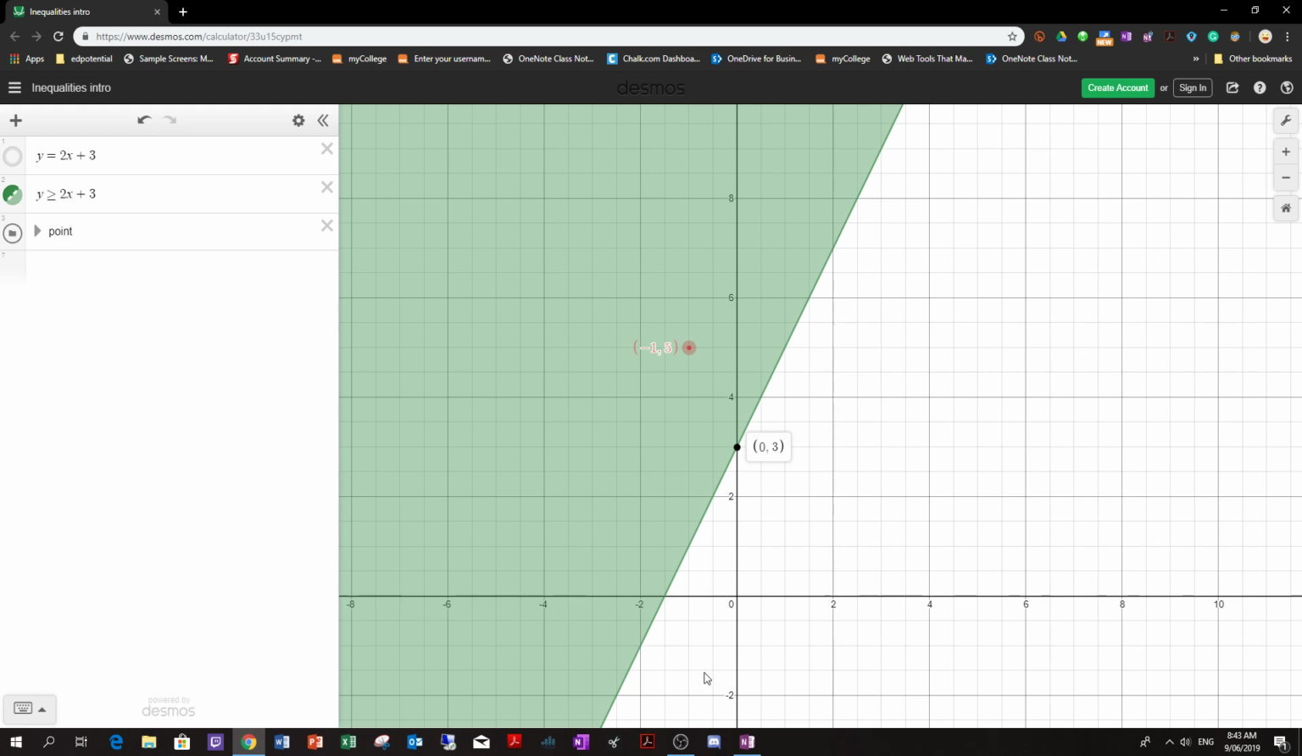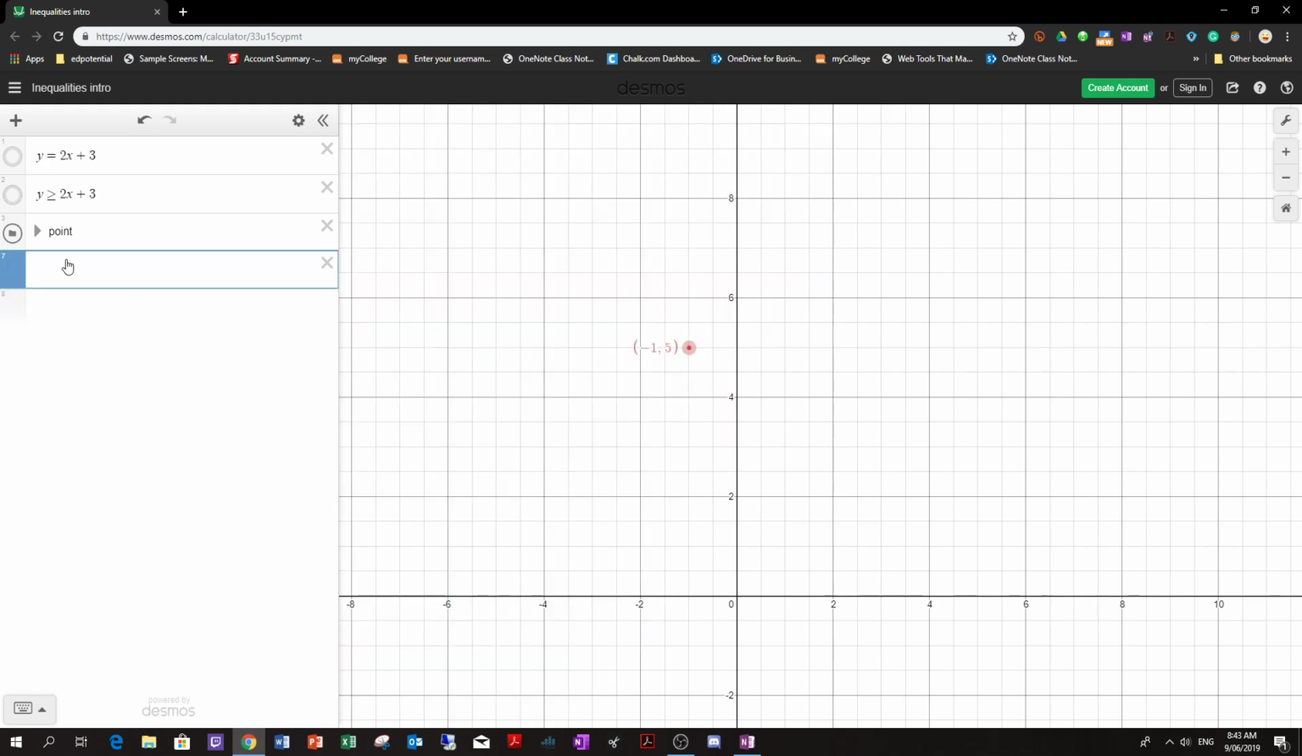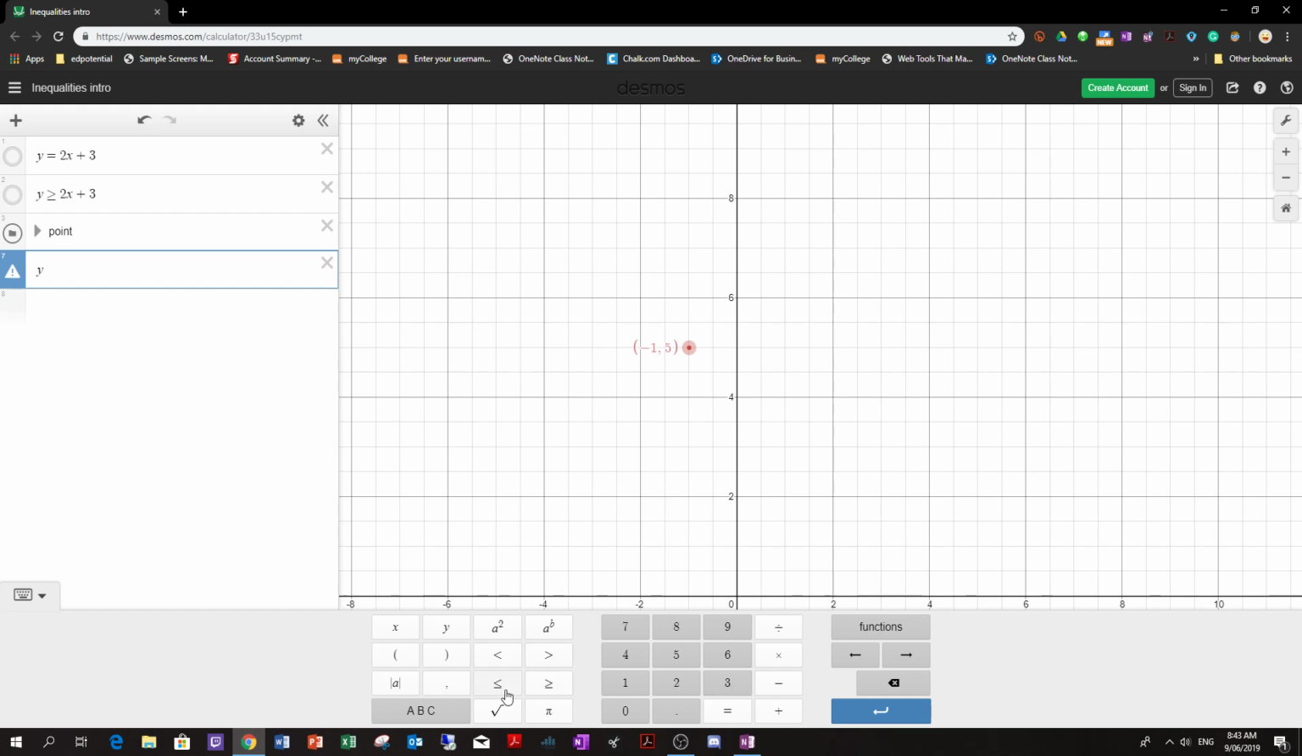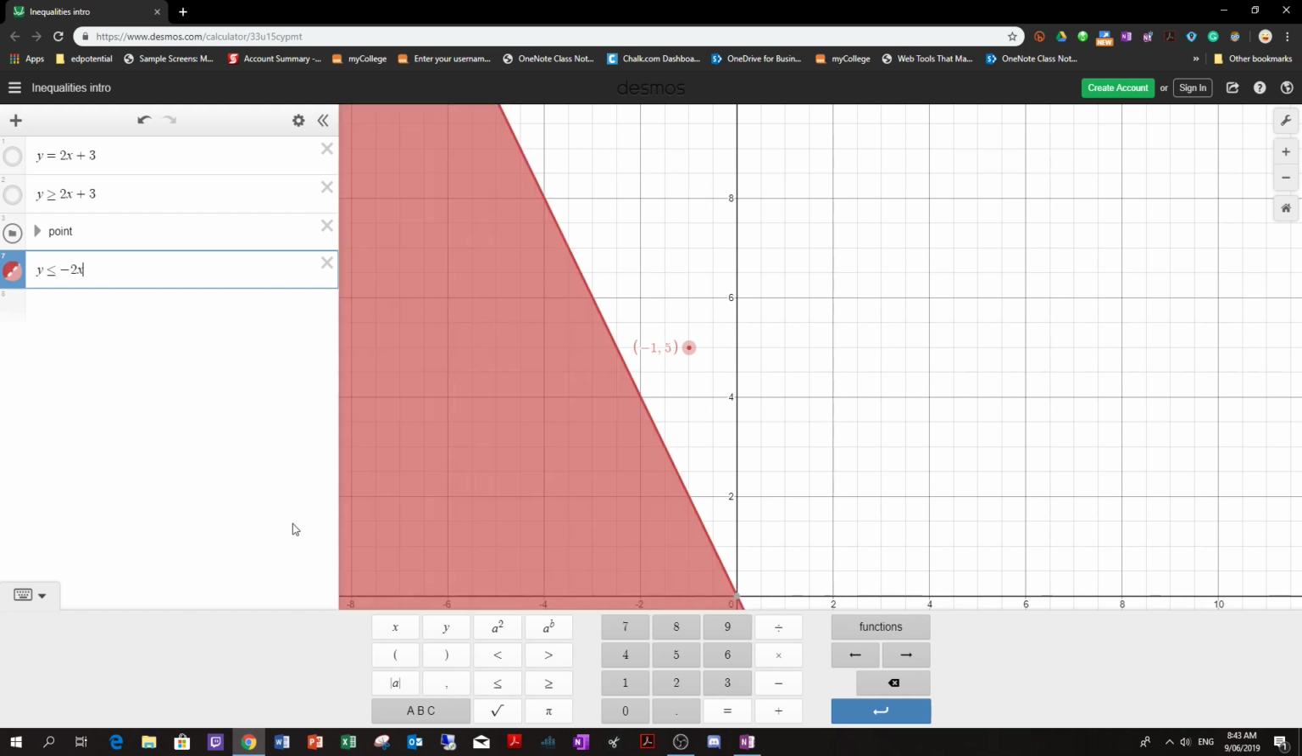And that's just what Desmos does, and it doesn't matter what you put in there. If I put in y is less than, I'm going to put in less than negative 2x plus 3. You can sort of start to see some patterns here.